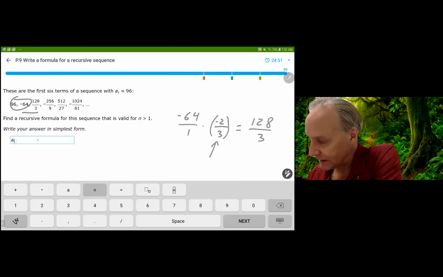Let's put them in. a_n equals, we're talking about negative 2/3. So fraction, negative 2 over 3 times my a_(n-1). There it is, negative 2/3.